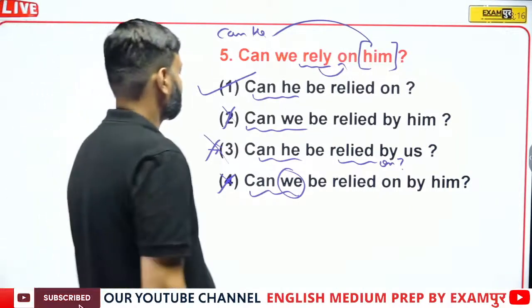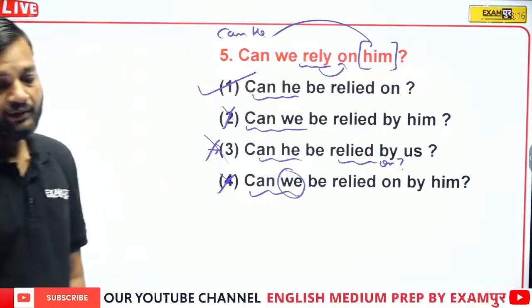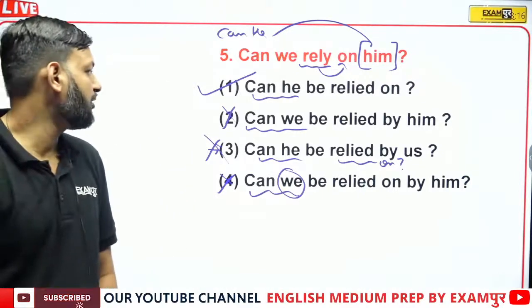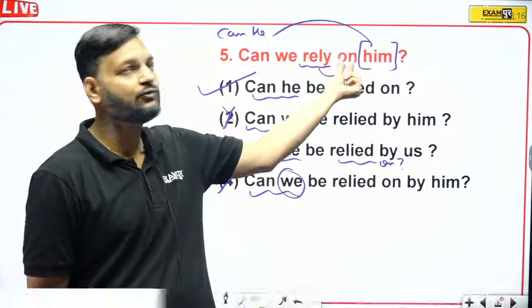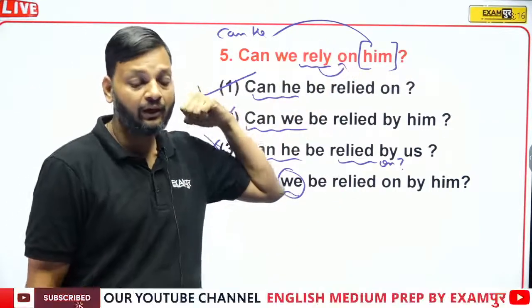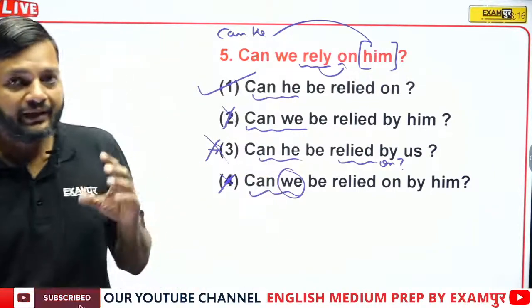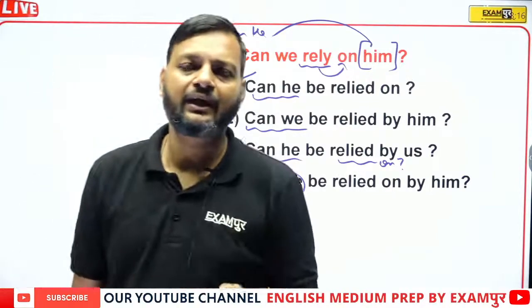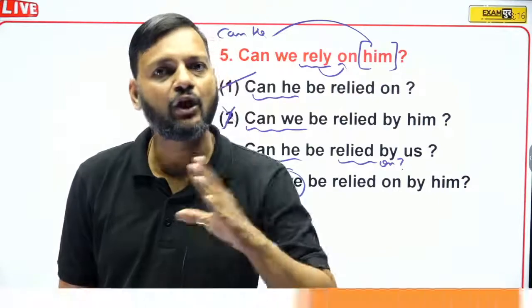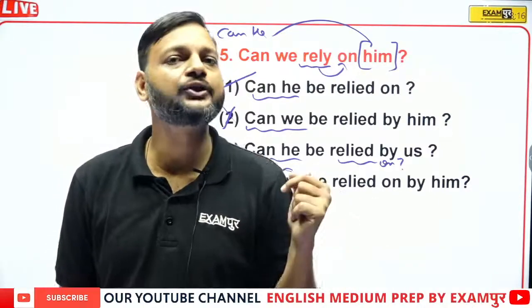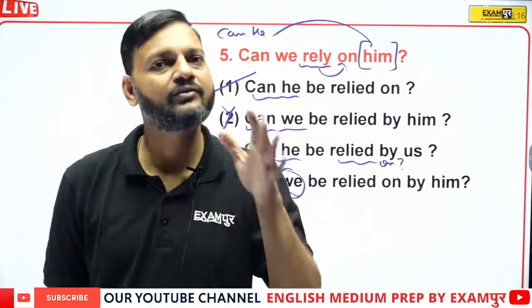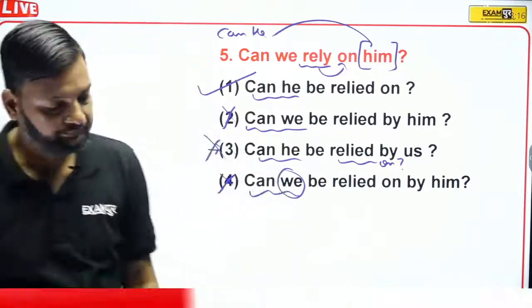Third option is not right. Where is on in this sentence? You cannot remove on. Always remember that while changing an active sentence into passive, you cannot remove or add any article or preposition. They remain the same.